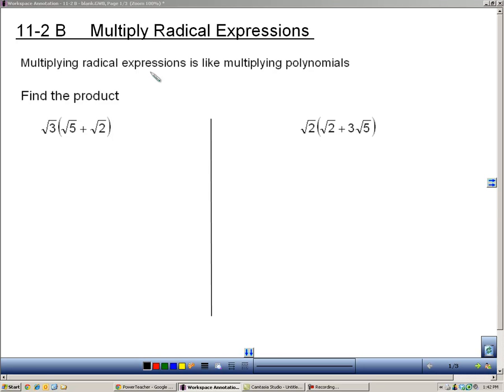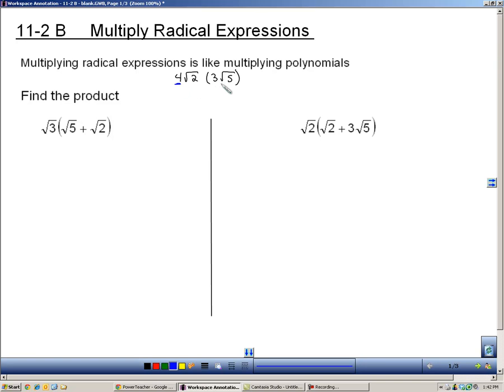Section 11.2b is about multiplying radical expressions. So now we're going to learn to do that just like we did polynomials. If I have something like 4 times the square root of 2 times 3 times the square root of 5, if you're going to multiply those, you have to understand two things.